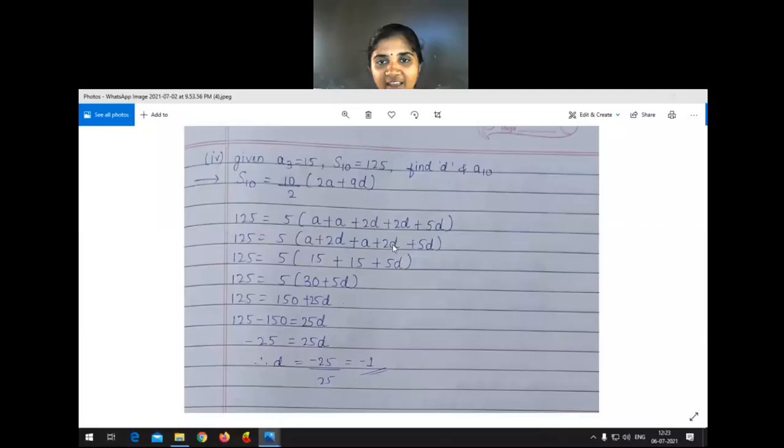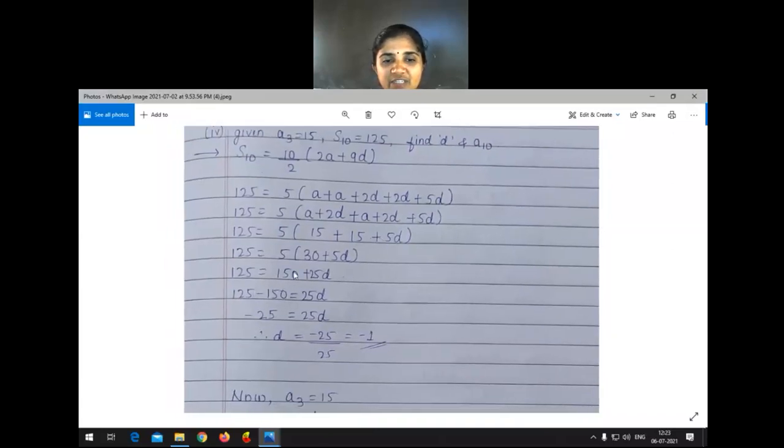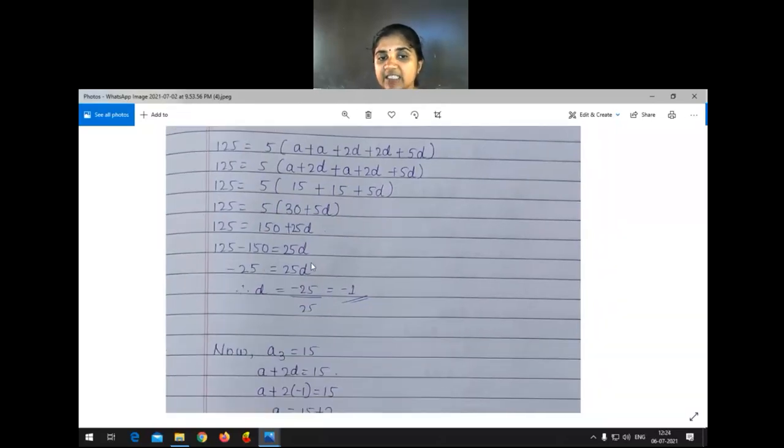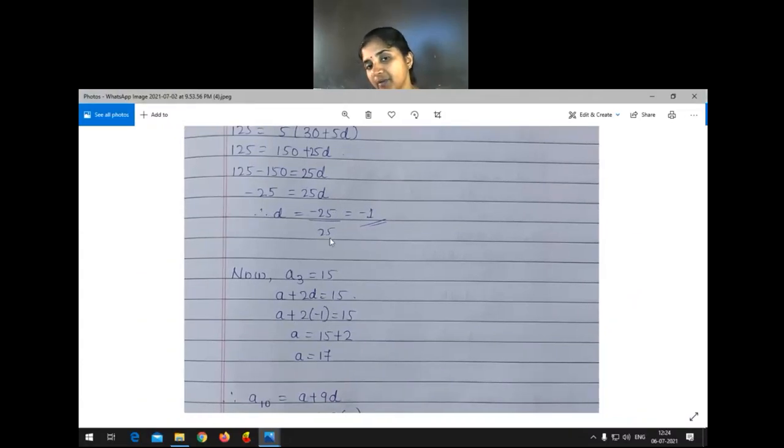One second. Okay. Now again, 125, transfer this 150 to this side, minus 150, equal to 5 into 5d is 25d, bracket removing step. Next 125 minus 150 is minus 25, which is equal to 25d. So d is equal to minus 25 divided by 25, that is minus 1. Is sharing not working? One second. Stop sharing.